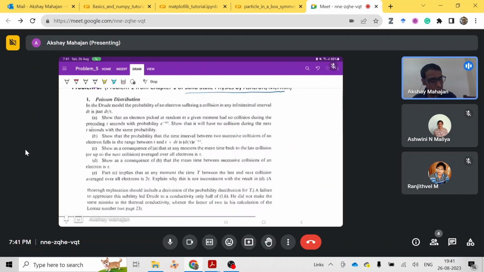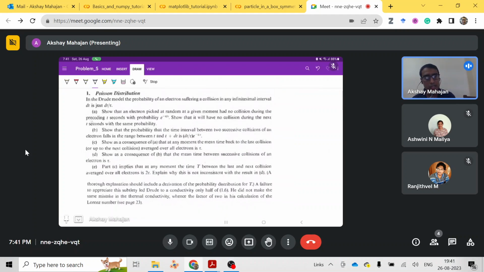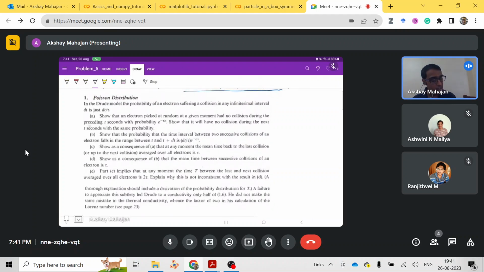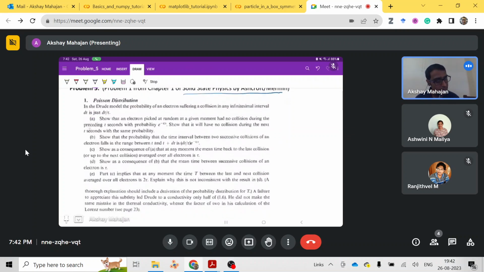In this session I am planning to just solve the first 2 parts. I found that it's a very big problem, and there are many other problems that we have to solve, and we have this coding session as well, and we are running out of time, with only 40 minutes gone. So in this session we will just solve the first 2 parts, and if we get time after completing everything else, we will solve the rest, or we will solve those C to E parts in the next session. Okay, so let's go to this problem. In the Drude model, we know that the probability of an electron suffering a collision.